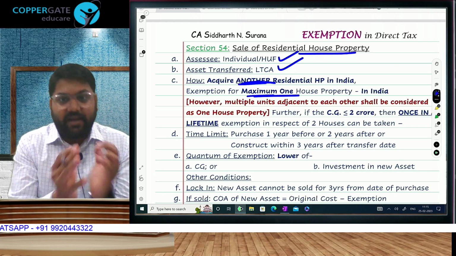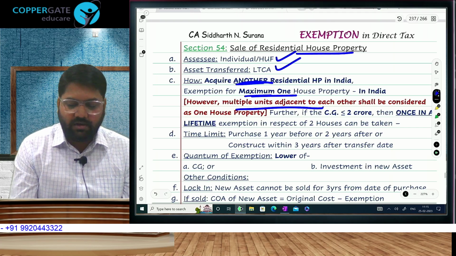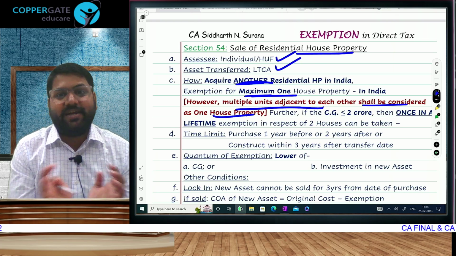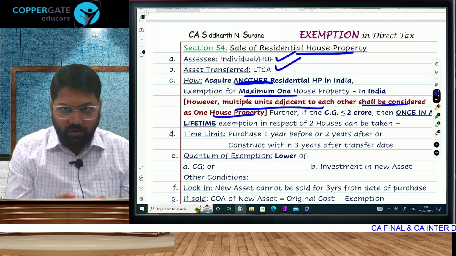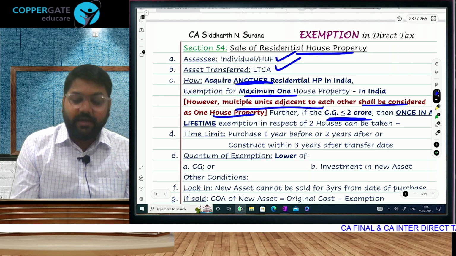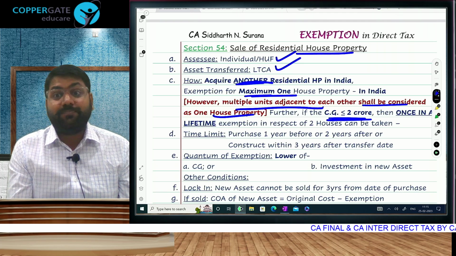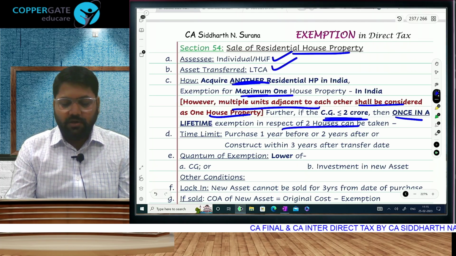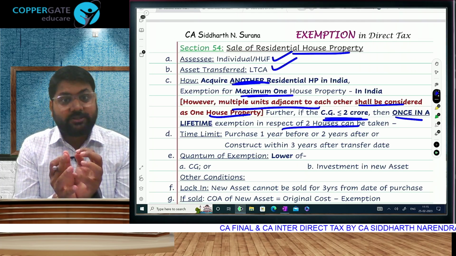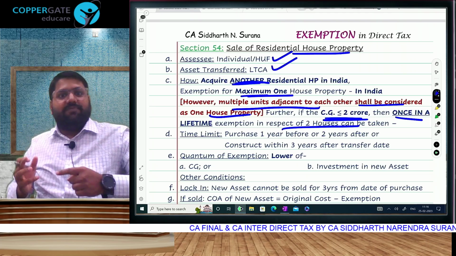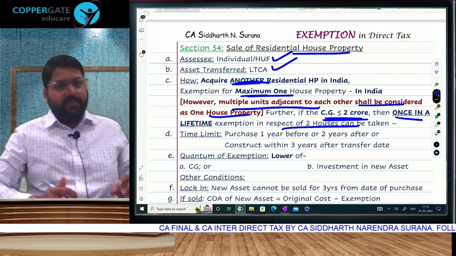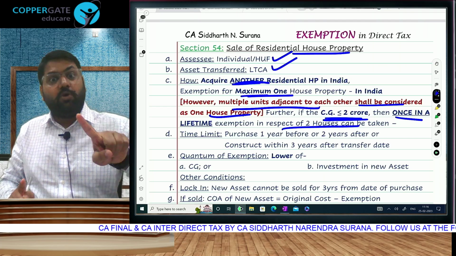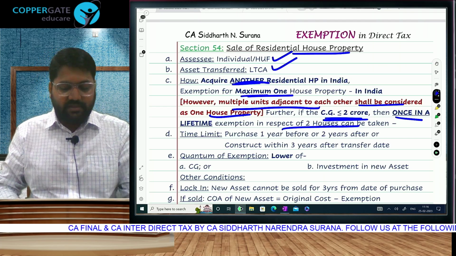But when the houses are next to each other, units adjacent to each other, then they will be considered as one house property, and accordingly you can take for multiple. Plus, if your capital gain is up to rupees 2 crore, not the selling price, the gain amount, then once in a lifetime you can take exemption of 2 houses also. Means if they are next to each other, they are one only. But supposing one house you purchase in Pune, other in Chennai, they cannot be next to each other. If your gain is up to 2 crore, you can take exemption of both houses, but that you can do only once in a lifetime.